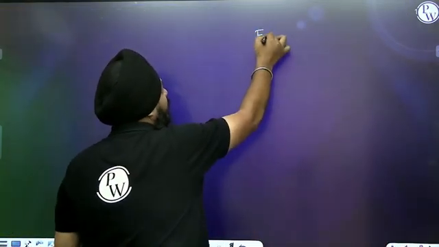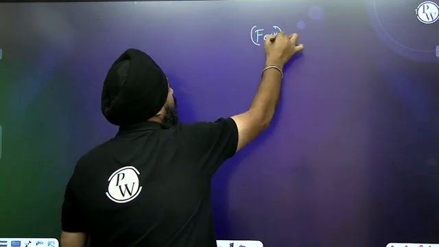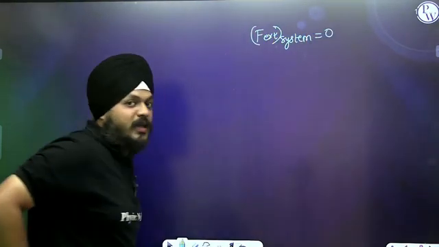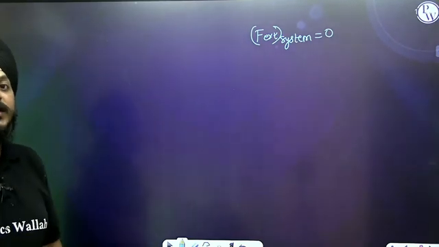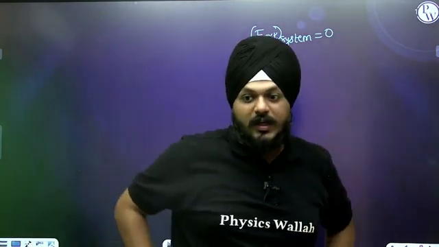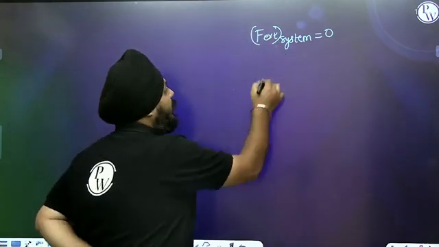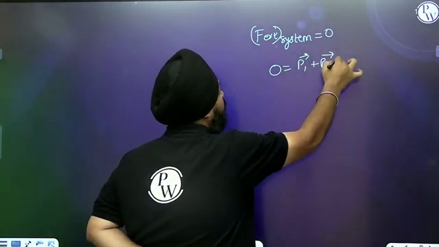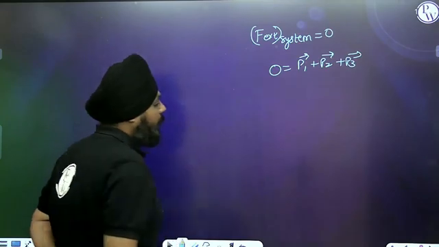See, external force on the system is 0. External force on the system is equivalent to 0, right? So in this case, what happens if external force on the system is kept 0? Then the momentum is conserved. Initial momentum is 0, final is P1 plus P2 plus P3.